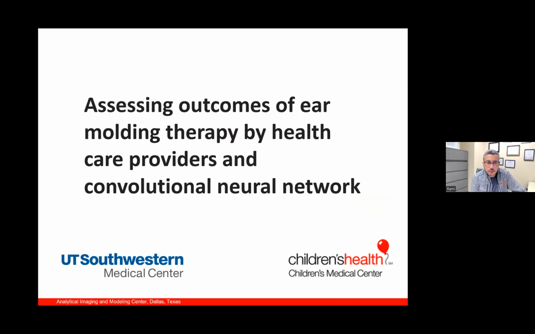But again, I don't only want to detect ear abnormality. I want to know, after we do therapy on these ears, do these ears look normal or not?